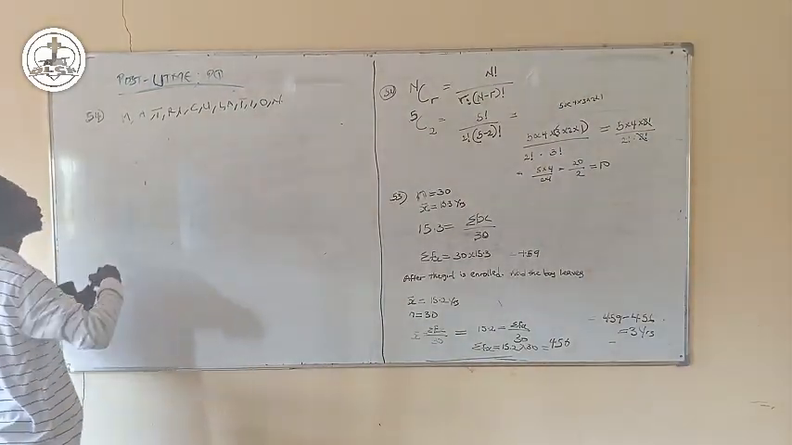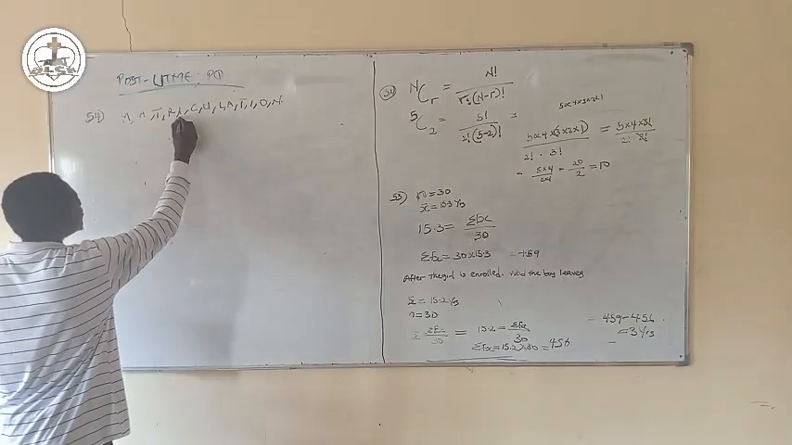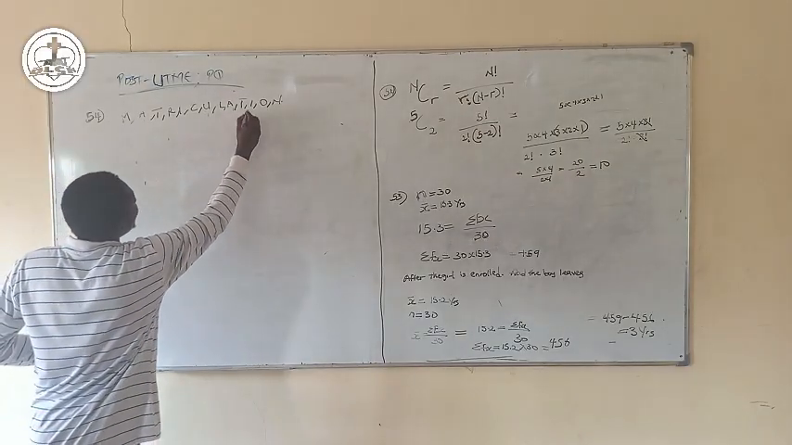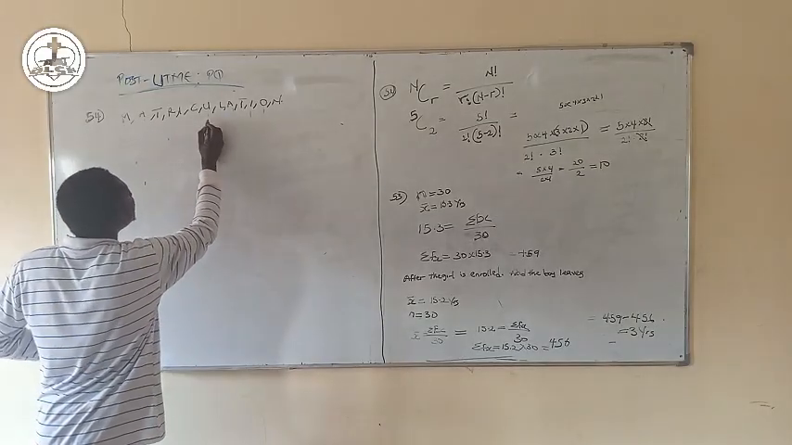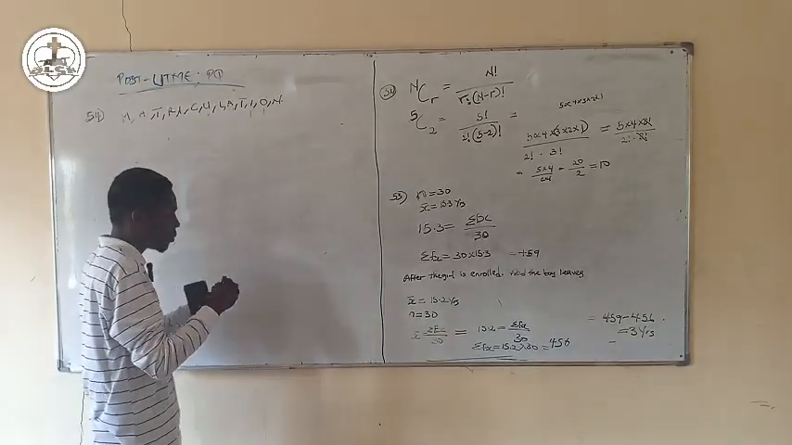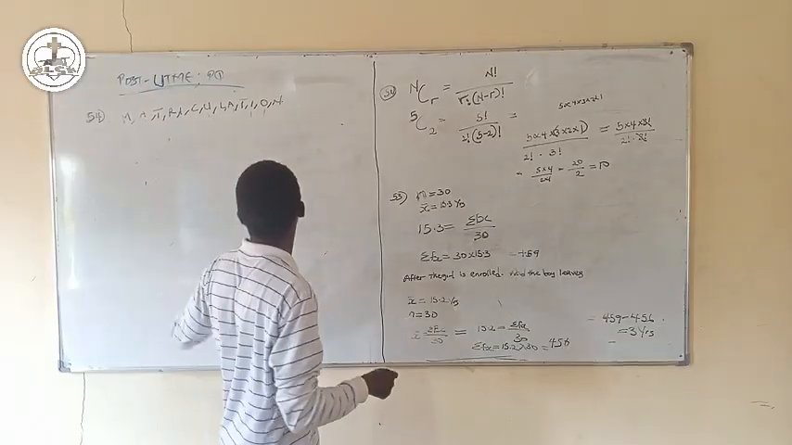How many of them are vowels? We have A, we have I, we have U, we have A, we have I and O. How many of them? 1, 2, 3, 4, 1, 2, 3, 4, 5, 6. Okay, we have 6 vowels in this word matriculation.